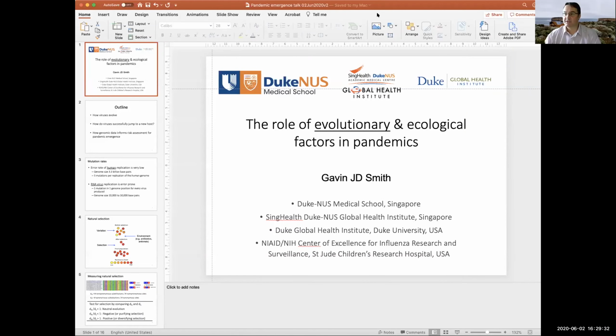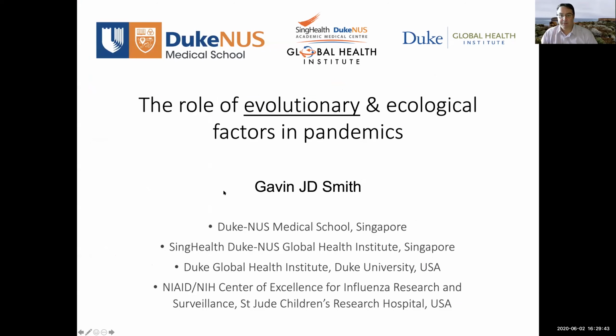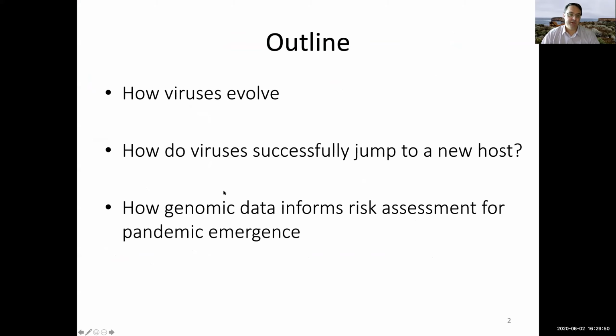Okay, so James has given us a great summary of the epidemiological and environmental factors that contribute to pandemic emergence. So I'm going to be talking about the role of evolutionary factors in pandemic emergence. And very briefly, hopefully very briefly, I'm going to talk about how viruses evolve and what viruses need or do to successfully jump to a new host, and also a little bit on how genomic data can inform risk assessment.